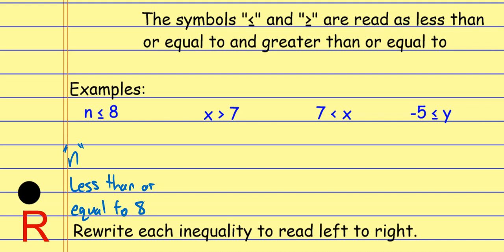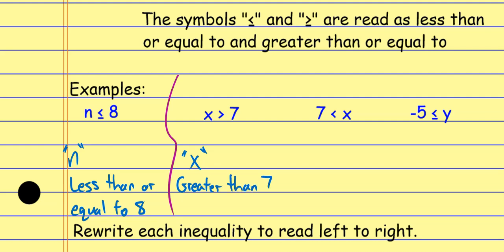The next one, same kind of thing. I see the x value, so I read left to right. So I start with the x, and as I move across, I run into the mouth end first of the alligator, so I read it as a greater than symbol. So I say x is greater than 7. So again, x is greater than 7 this time. All right.